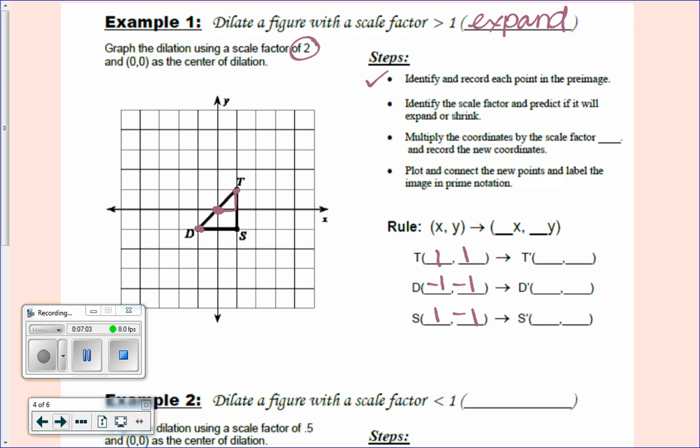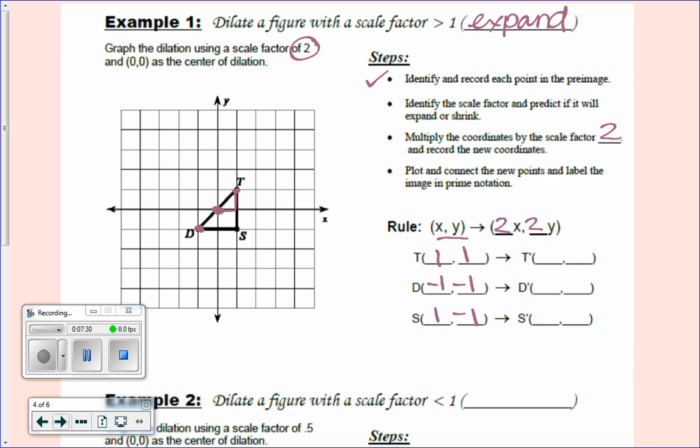Identify the scale factor and predict if it will expand or shrink. What is our scale factor? 2. It's 2. Okay? So how are we going to complete our rule? If this is our original points here, what are we going to replace K with? 2. You got it. So what are we doing to each value? We're multiplying it by 2.